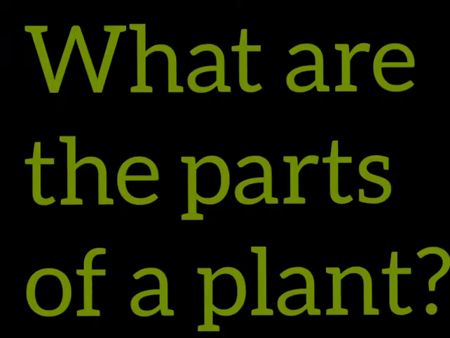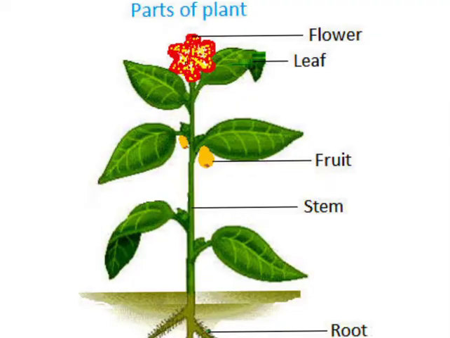What are the parts of a plant? Yes, stem, root, leaf, branches, flowers and fruits are the different parts of a plant. And most plants appear green in color. This is due to their leaves.